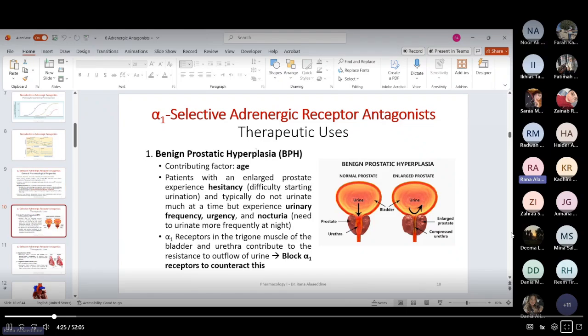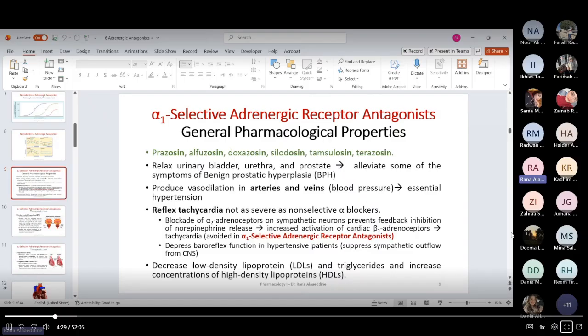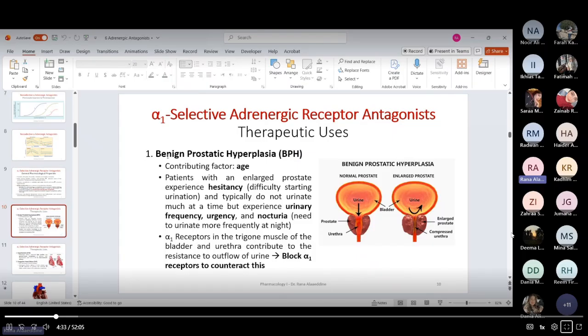So why do we use alpha-1 antagonists other than for treatment of hypertension? Okay, so there is a condition that happens in men, which is called benign prostatic hyperplasia. Okay, guys, are you familiar with the prostate gland? You're not? Do you know what the prostate gland is?